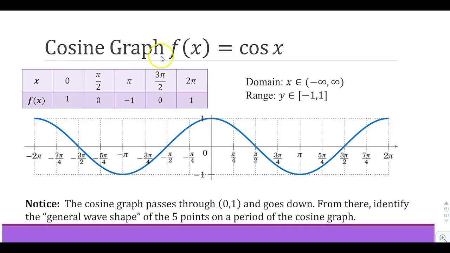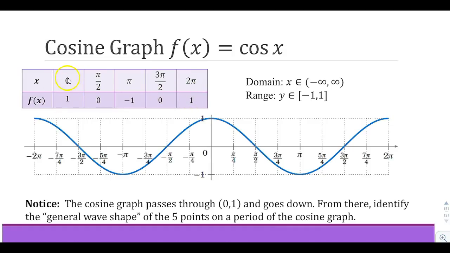Now let's look at the cosine graph for the function f of x equals cosine x. So once again, we have a function. We can substitute in x values, those x values being angles. We've chosen the quadrantal angles again. And then here are our outputs, our f of x values. So after substituting 0 into cosine, cosine of 0 is 1, and so on for the remaining angles.